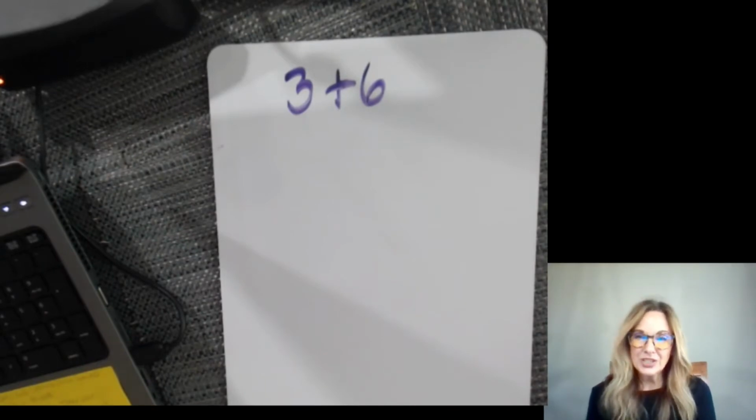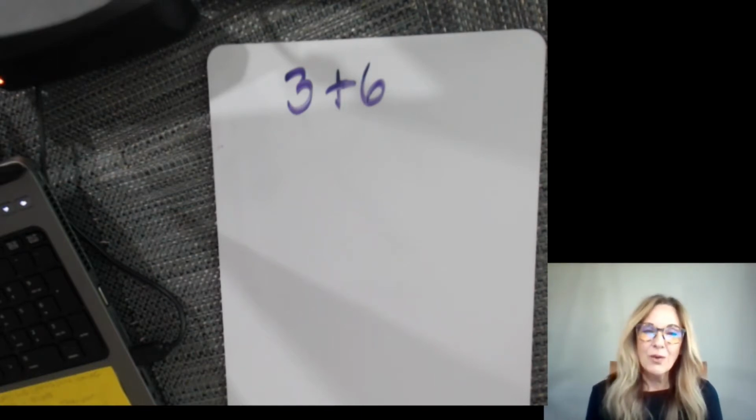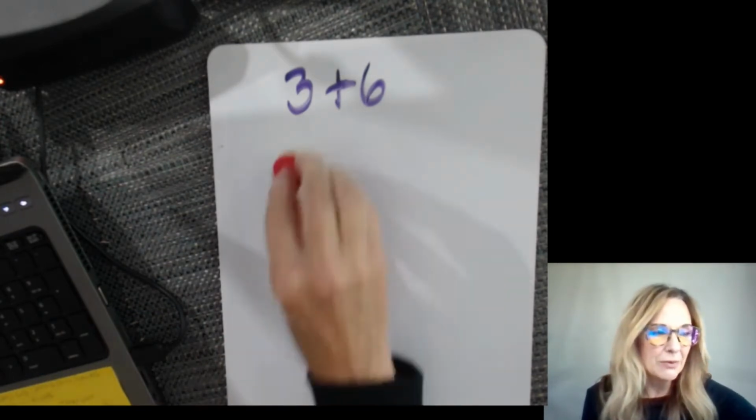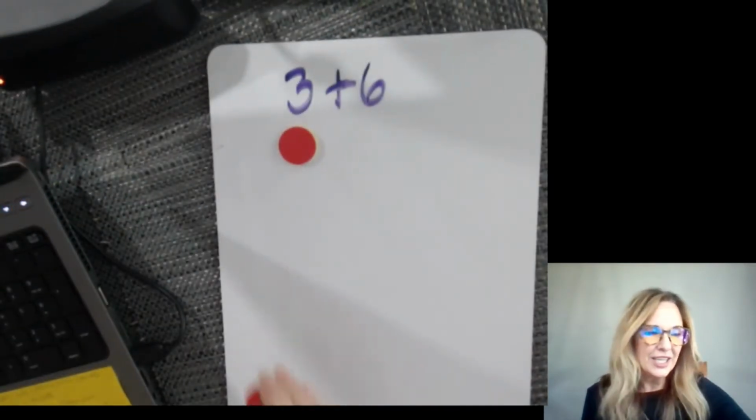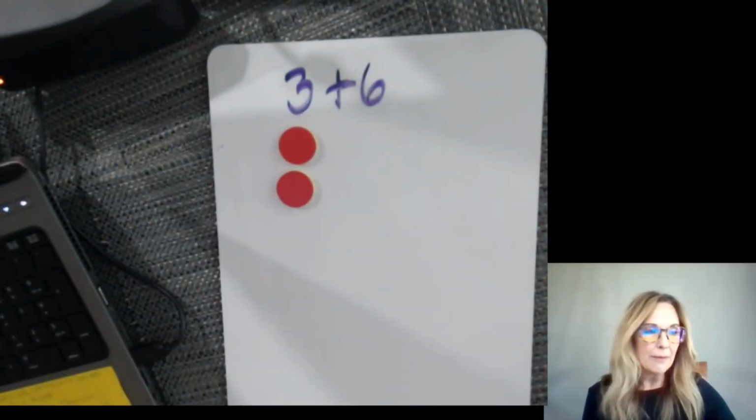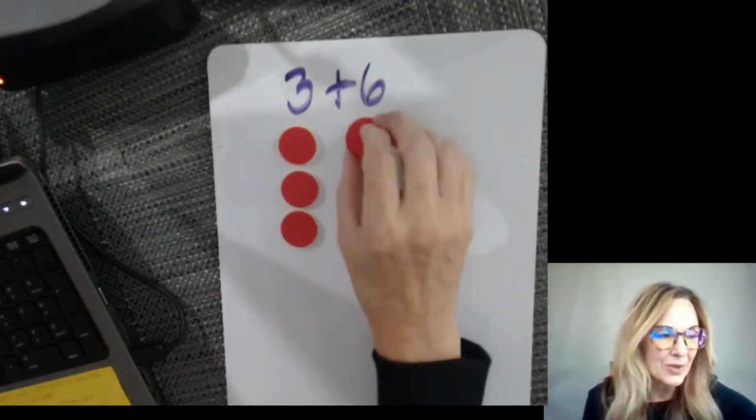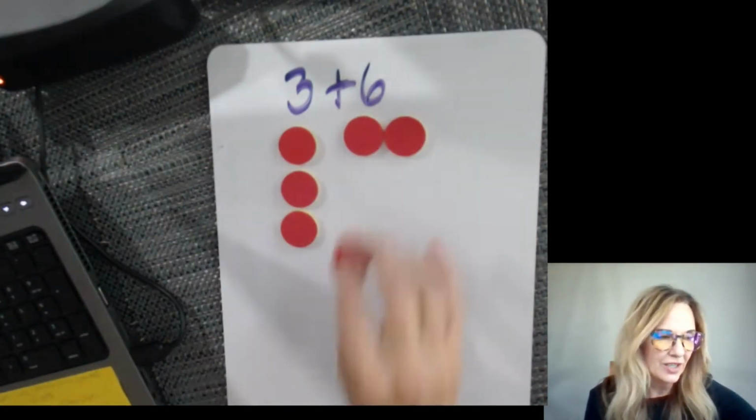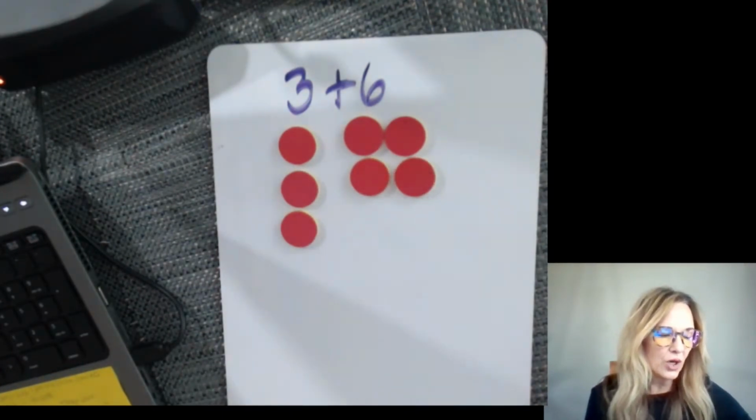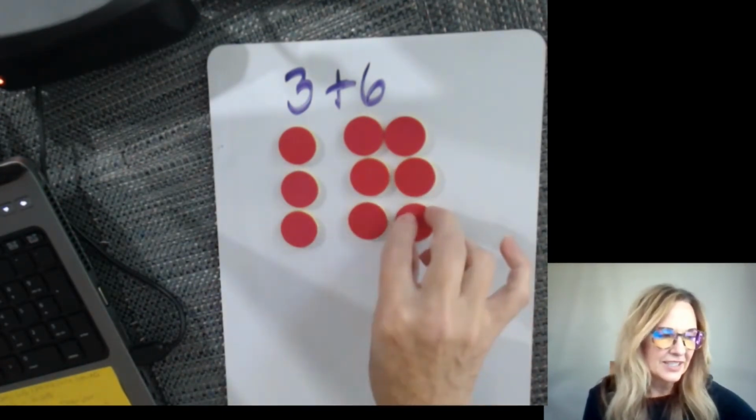I've written the math expression 3 plus 6. If you have something to write with, you could write your math expression. Now I want to model the expression 3 plus 6. So I'm going to get 3 counters to model the number 3. You do that. Good job. Let's model the number 6 together. 1, 2, 3, 4, 5, 6.